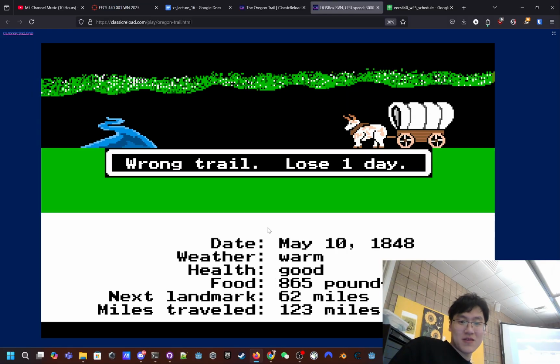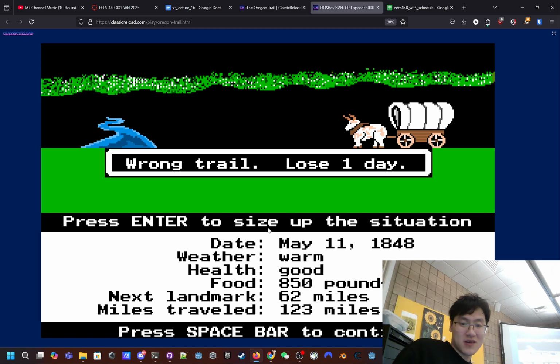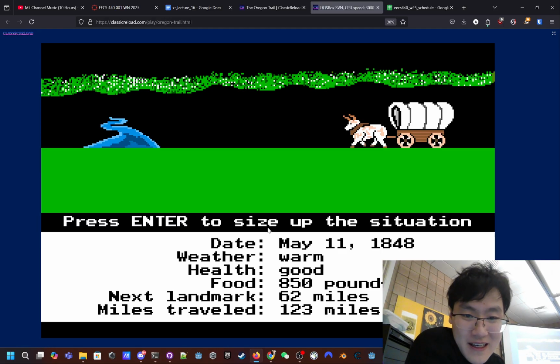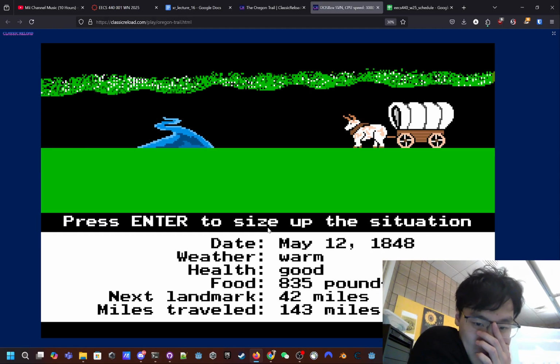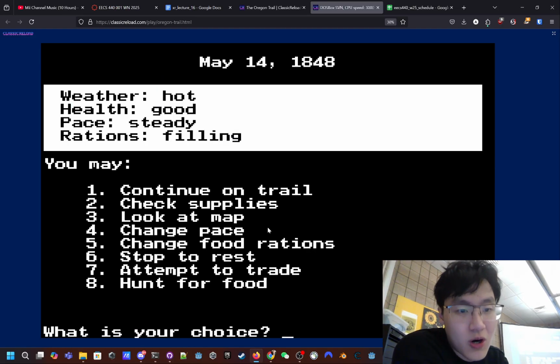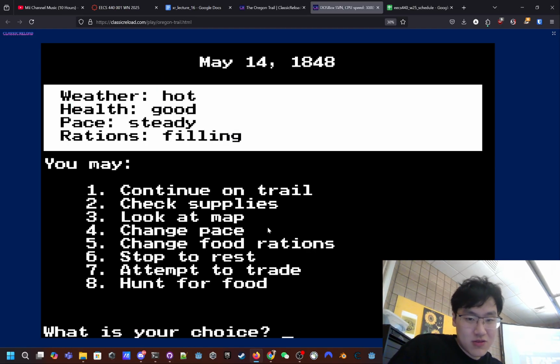What does size up the situation? Run trail. Okay, cool. You find an abandoned wagon with the following. Okay, we get some more stuff. Let me press enter once just to see. Oh, okay, so I can just make another choice.